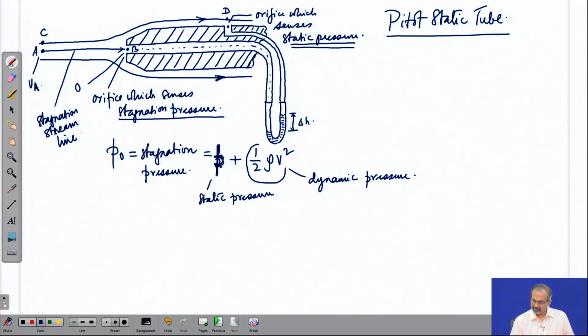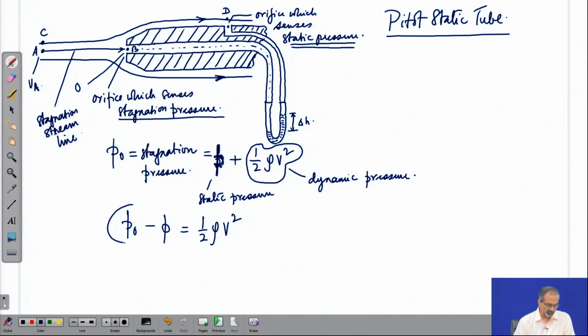Remember that this definition of the dynamic pressure holds good for any kind of air speeds that you are talking about, from very low speeds, typically incompressible flows, to very high supersonic flows also. The definition of dynamic pressure will remain as it is, but the relation that the difference between stagnation pressure and static pressure is going to be equal to the dynamic pressure, this holds good only for inviscid incompressible flow that you are handling.